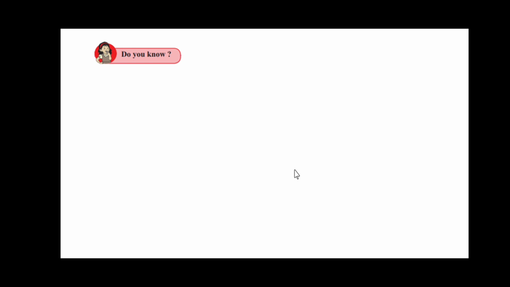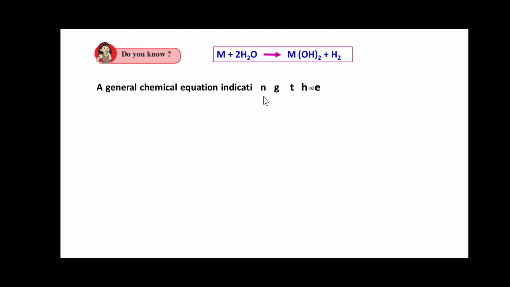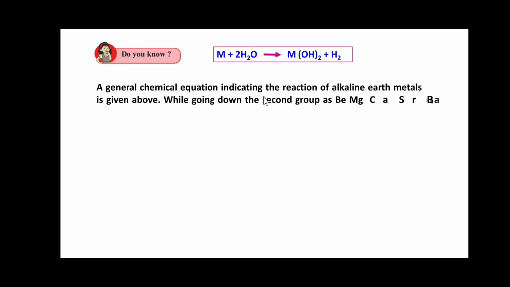Before that, you must know this: M + 2H2O, in order to balance the chemical reaction, you will get M(OH)2 + H2. So friends, here a general chemical equation indicating the reaction of alkaline earth metals is given above.